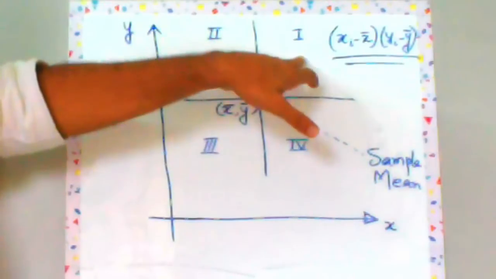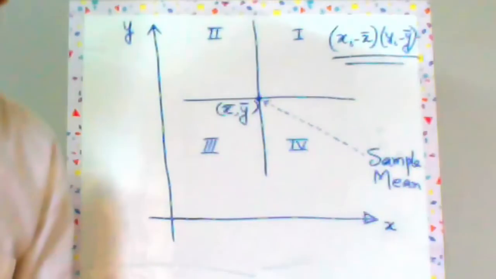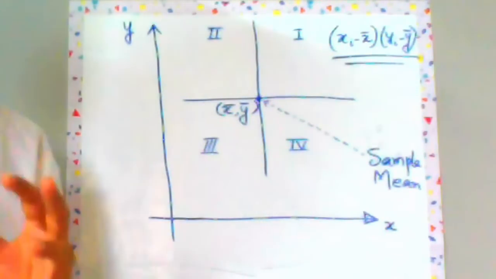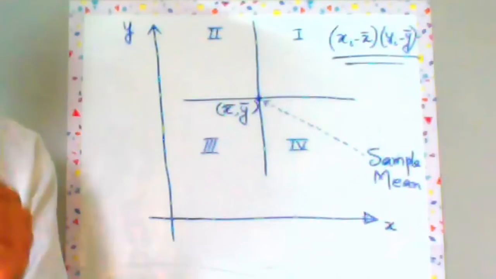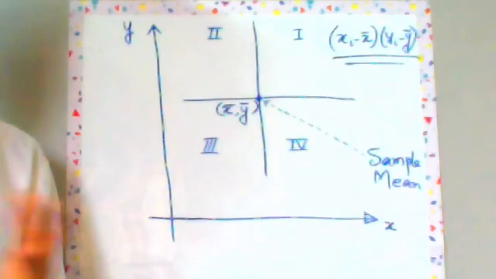Just look at this part first. Both x and y are greater than their means. So xi minus x bar is greater than 0. Similarly, yi minus y bar is also greater than 0. So if you multiply two positive numbers, you will get a positive number.